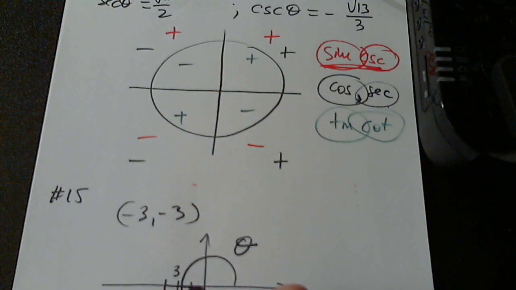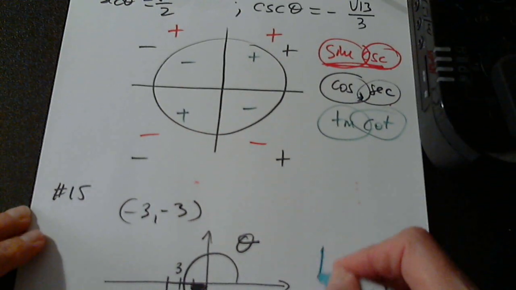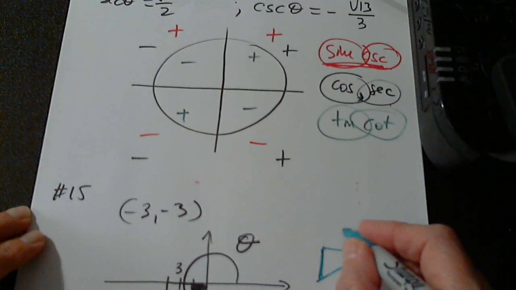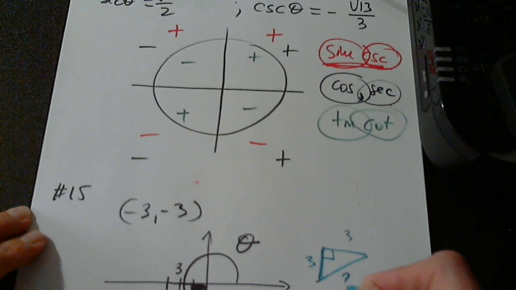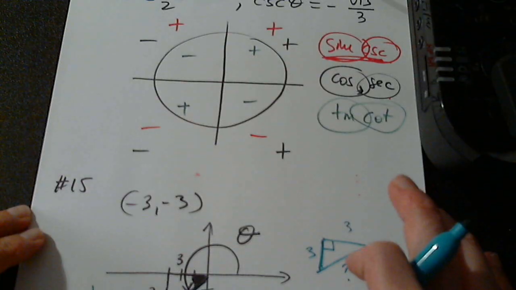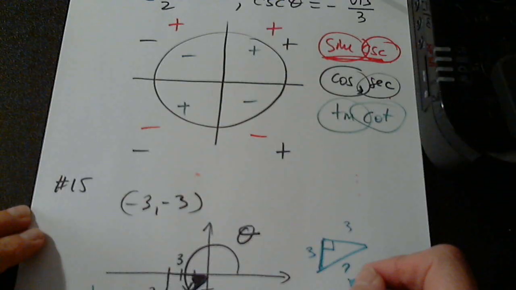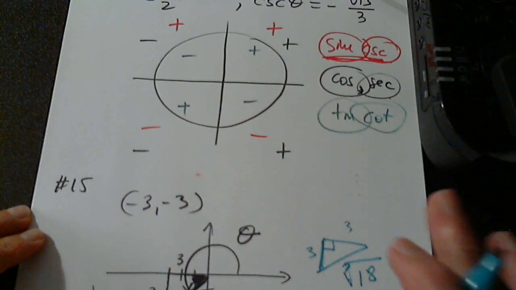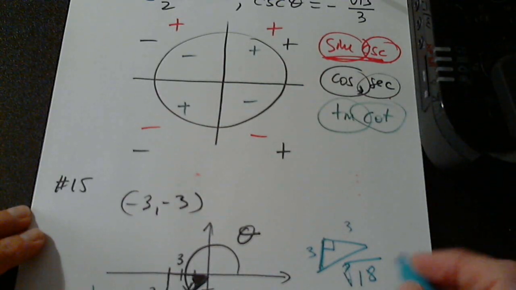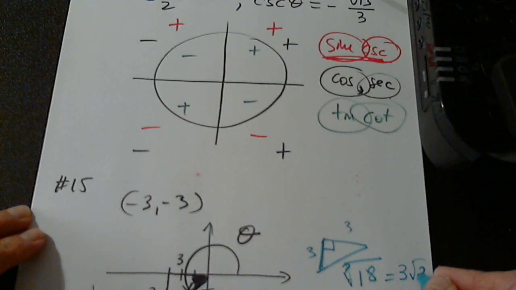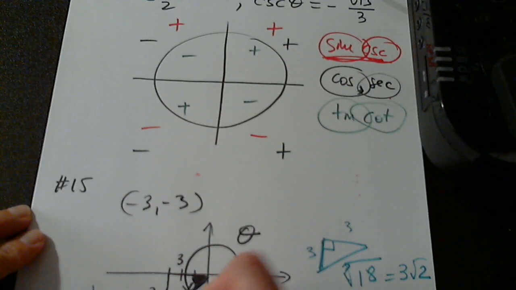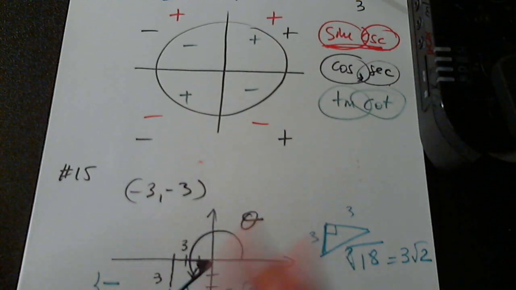So I need to determine this piece. But this is a right triangle with 3, 3, and unknown. 3 squared is 9, plus 9 is 18. The unknown is the square root of 18, and I have to simplify it. It's 9 times 2, so I have to write 3 square root of 2. So this piece is 3 square root of 2. Knowing all these, I'm done.